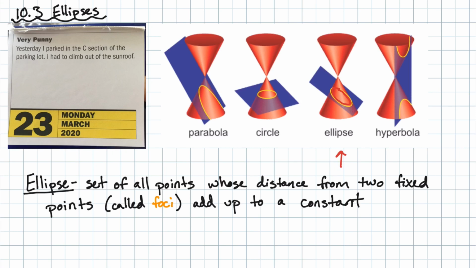Okay, so from two fixed points called the foci, add up to a constant. Now, what the heck does that mean? Here's what we got going on. Any ellipse, or oval, as you might call it, has two focal points, foci.